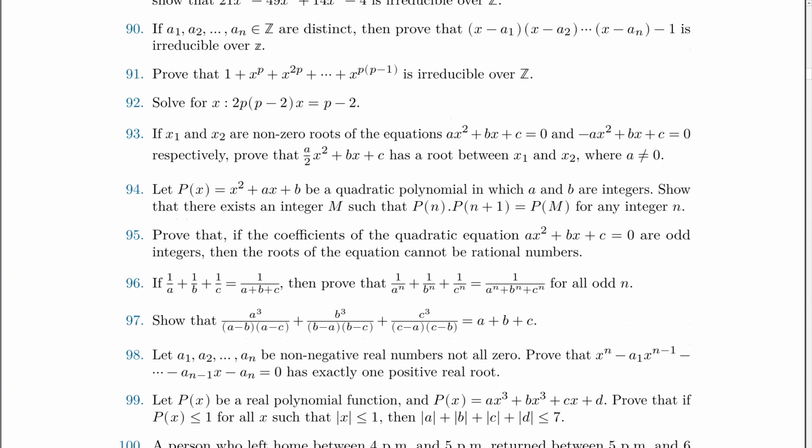Now we come to the last problem. Problem 100. A person who left home between 4 p.m. and 5 p.m. returned between 5 p.m. and 6 p.m. and found that the hands of his watch had exactly changed places. When did he go out?